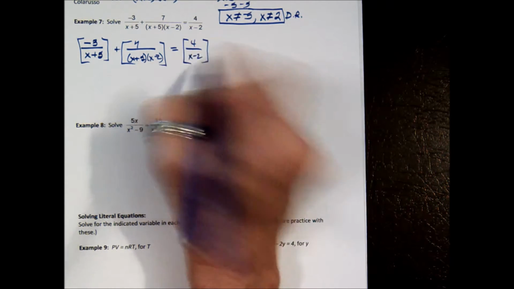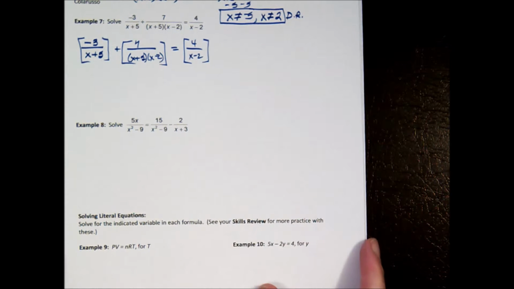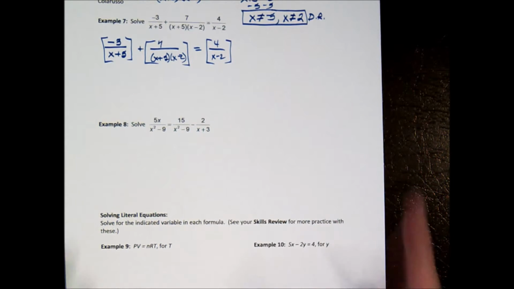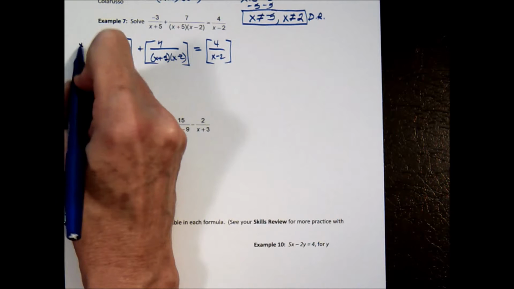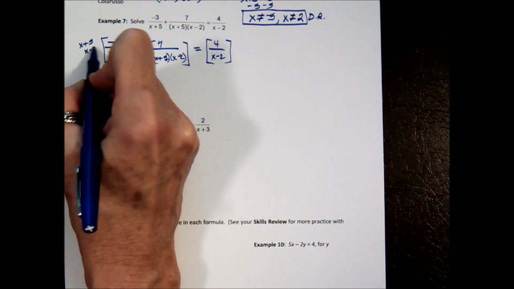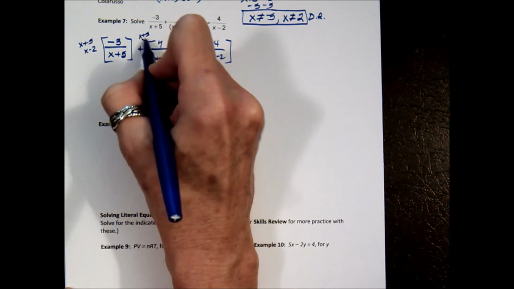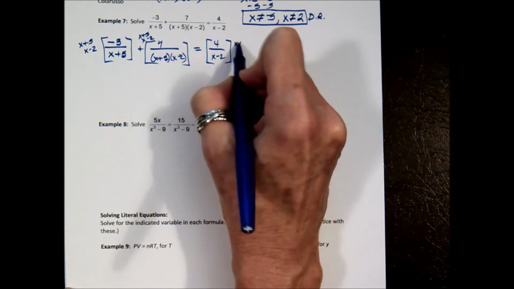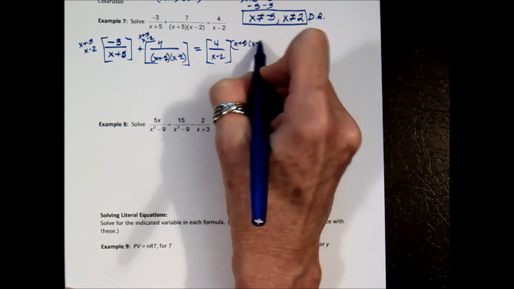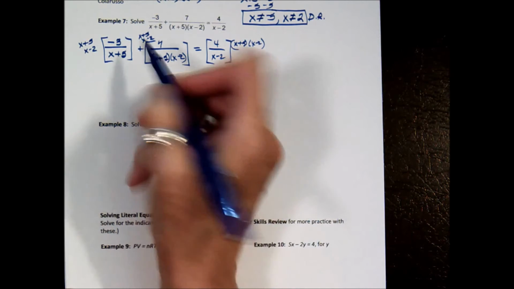Each term goes in parentheses or brackets, and now beside each term I'm just going to squeeze in that LCD. So x plus 5, x minus 2. You can stack them, it's okay. X plus 5, x minus 2, x plus 5, x minus 2. Now let's see what happens.